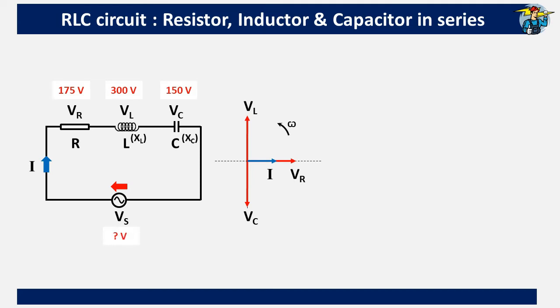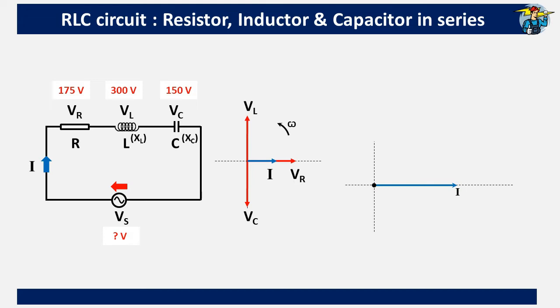Although the voltage drops are acting in different directions, we can find the vector sum, or the supply voltage, here by adding these 3 together on a vector diagram. The current line is also drawn here, but it is not compulsory since the magnitude is not known.